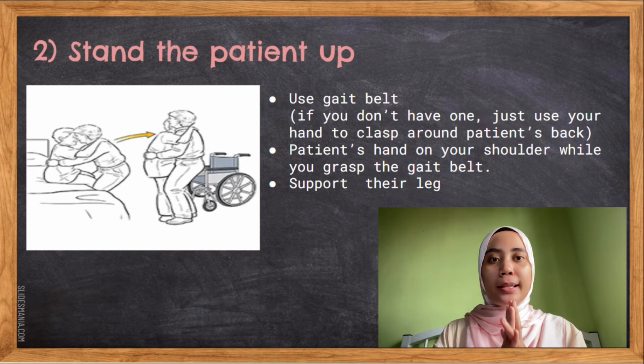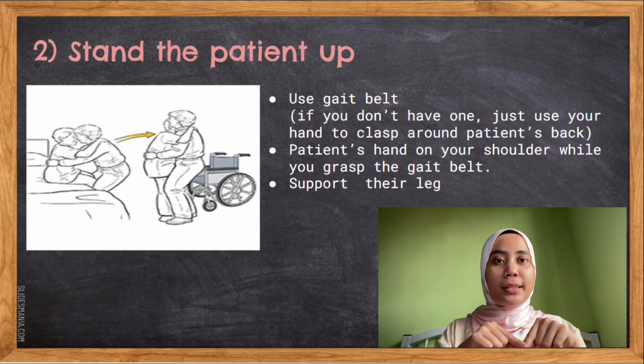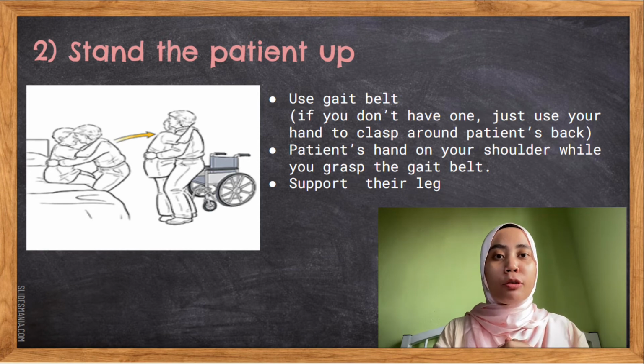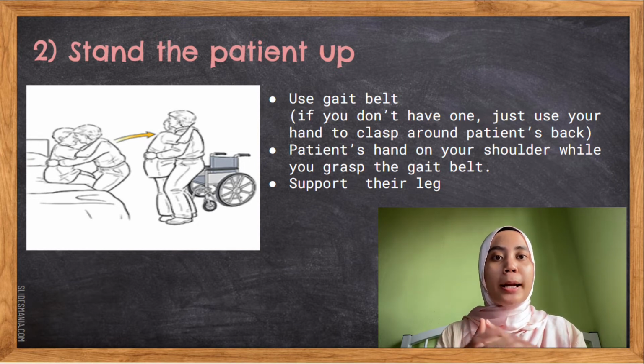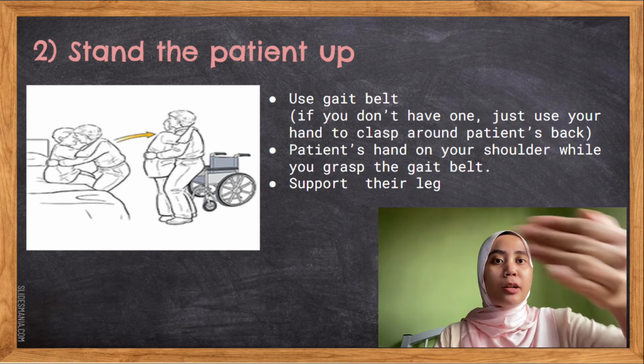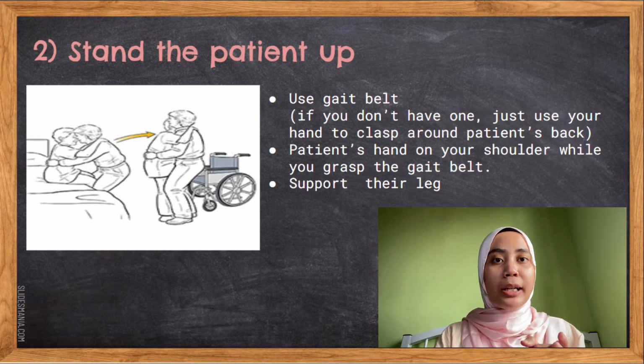Okay, so next, take the gait belt and place it around the patient's waist. Make sure it fits enough for you to move the patient later, because when moving the patient to the wheelchair, you have to grab the gait belt. If you don't have one, you just have to use your hands and clasp around the patient's back. And for this phase, before you help the patient to stand up, make sure they are wearing non-skid slippers to avoid them from falling.